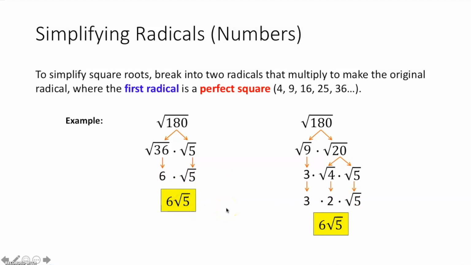So there are multiple different ways to get your answer. The only issue is sometimes if you pick too small of a number, you have to keep breaking down that second number too many times. So try to get your biggest perfect square that goes into your radical evenly.